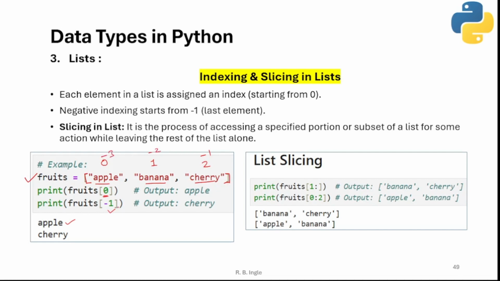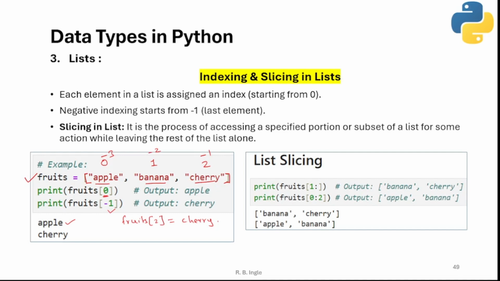So when I write fruits of -1, I will get cherry. Similarly, if I write fruits of 2, again it will give the same value, that is cherry. So that is the indexing logic. Indexing is possible with all the data types which are ordered.